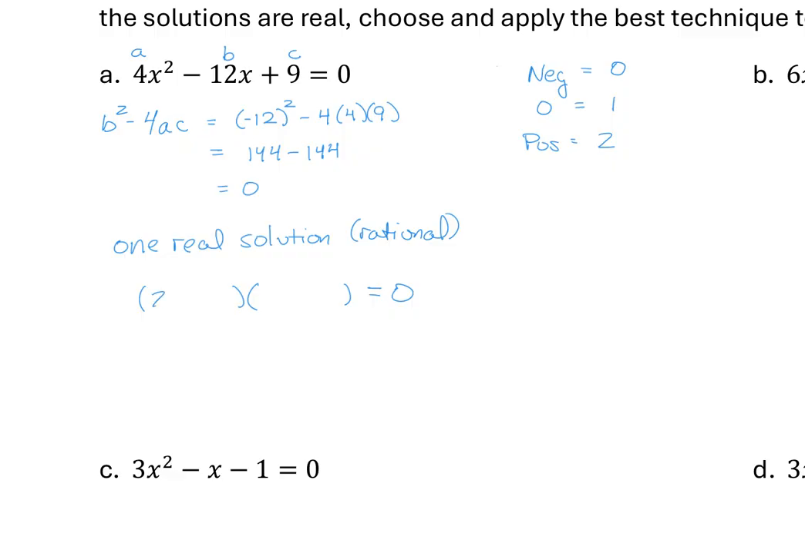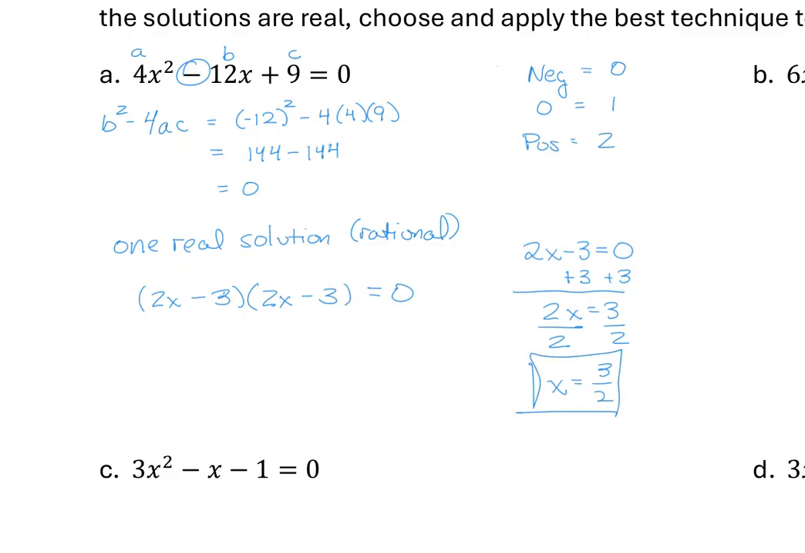So 4x squared breaks down to 2x and 2x. 9 breaks down to 3 and 3. And I know my middle sign is negative. You can check this, but this is how it factors. The next thing that we want to do is go ahead and set each factor equal to 0. And because they are the same, we only have to do this once. And if we add 3 to both sides, divide by 2, we get x equals 3/2 is our solution.